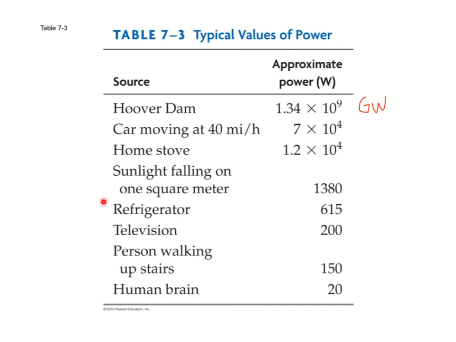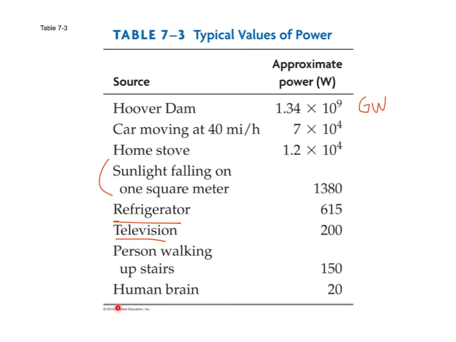It sort of gives you an idea of what the potential is in photoelectric, like solar panels. A refrigerator is 615 watts. A TV, and this might be before LED TVs, which require a lot less power, but this might be an old tube television, is 200 watts. You walking up the stairs, in terms of power.